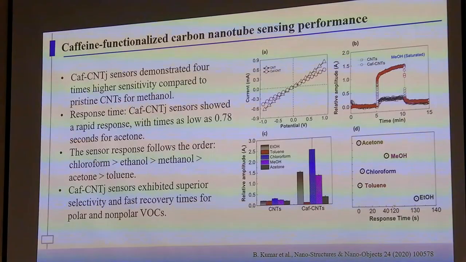When we expose to the inert gas. And this is about response time. Though we have really very high sensitivity for chloroform, the response time is better for toluene, better than for chloroform. Now the question is, how do you consider response time?